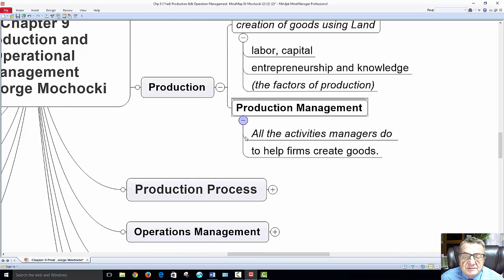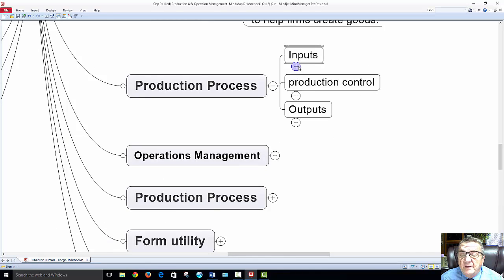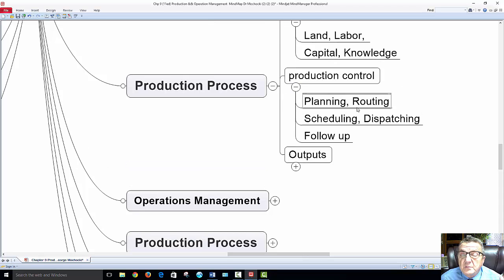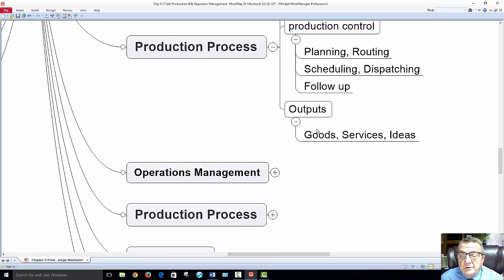Okay, production management. Excuse me, it's a little late at night now. All activities managers do to help firms create goods. And okay, now the production process: you have inputs, land, labor, capital, and knowledge. Capital should have been in here too, okay? You have production control: planning, routing, scheduling, dispatching, follow-up. You have outputs, goods, and services.